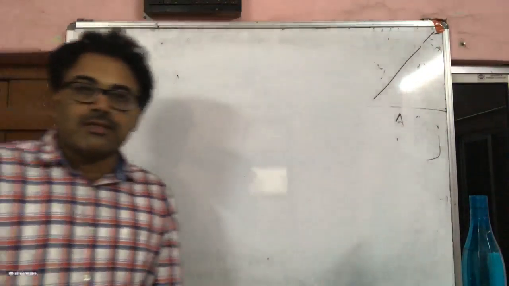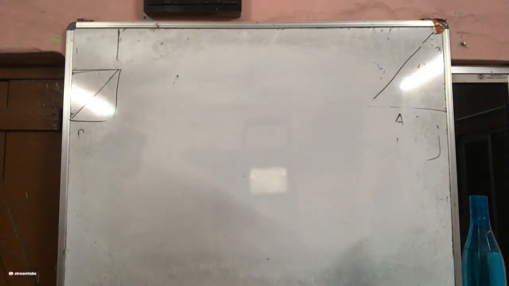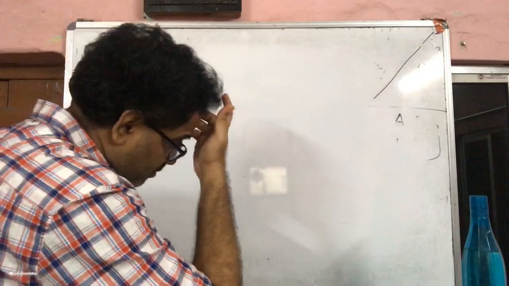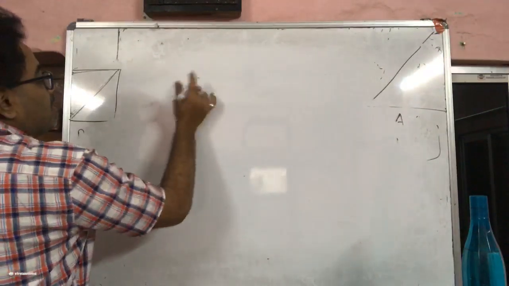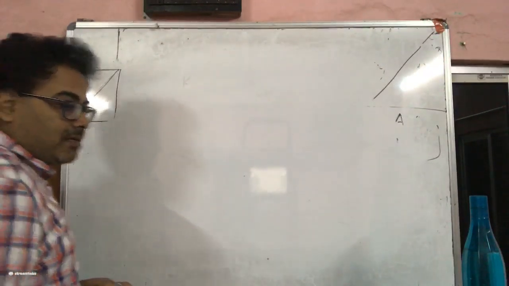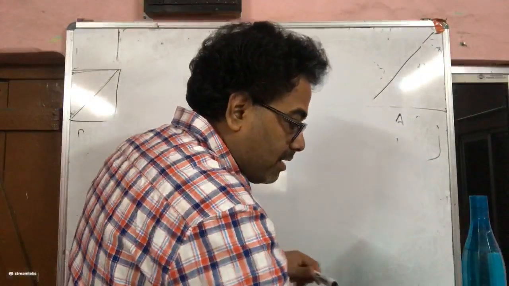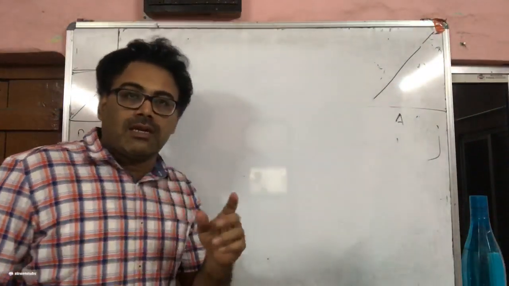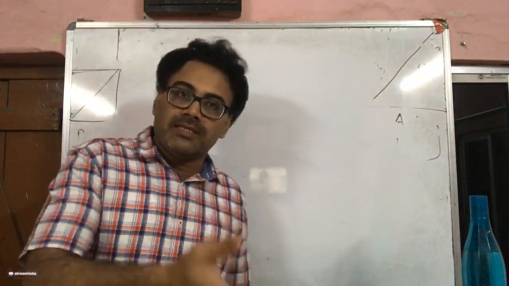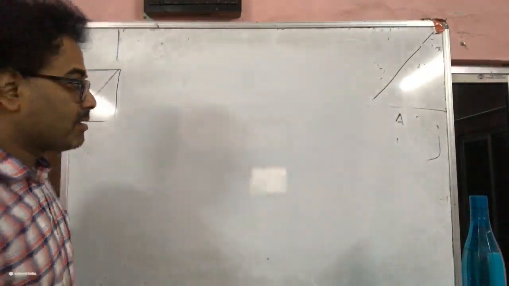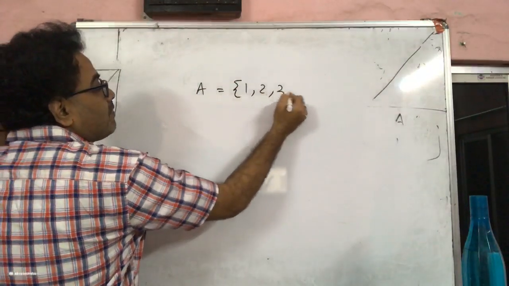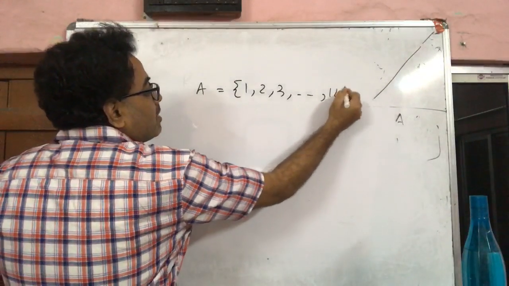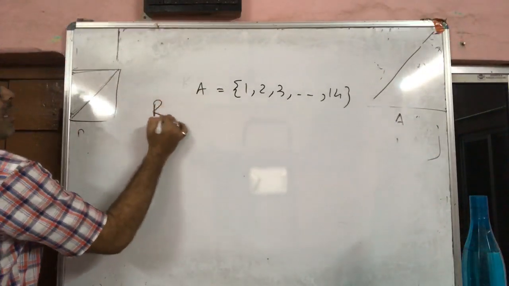So we'll be discussing some problems of relation. আচ্ছা, একটা রিলেশন R। আমাকে কেউ কোশ্চেন করেছিল R টা কি, what is R? R means relation, it can be any subset of A cross B. A is 1, 2, 3, 4 up to 14. Okay, R in A.